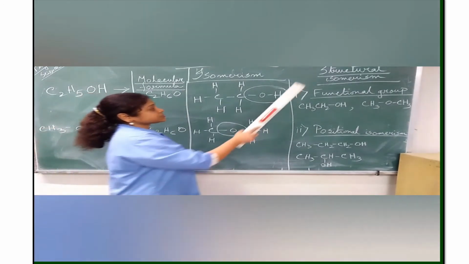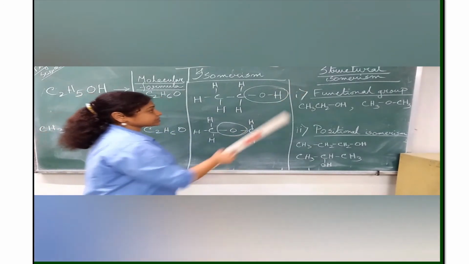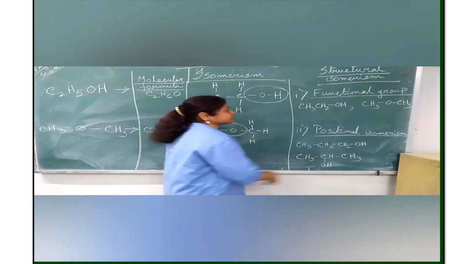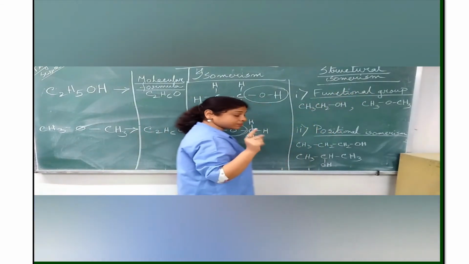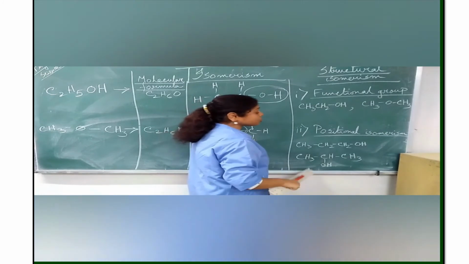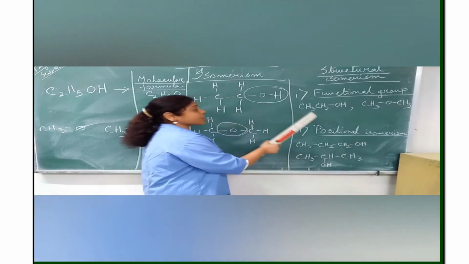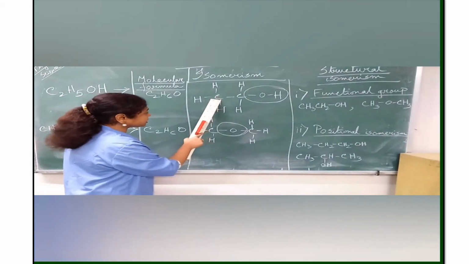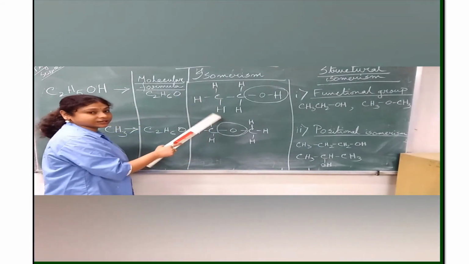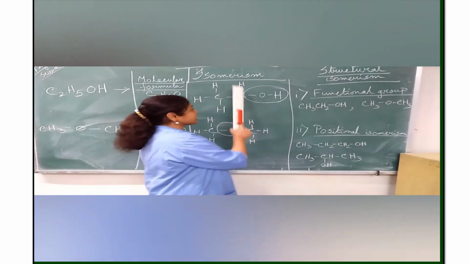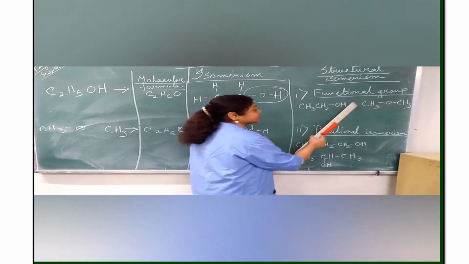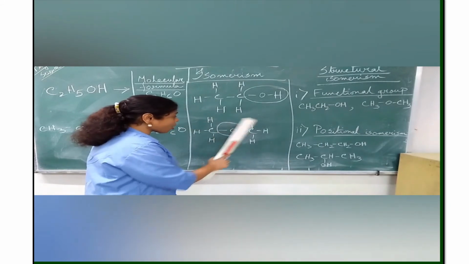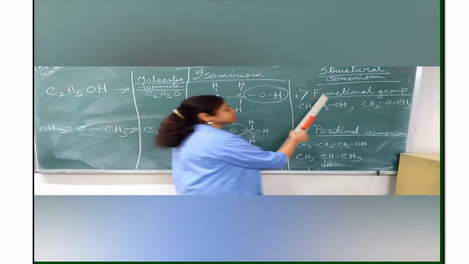Now structural isomerism. Structural isomerism is divided into two parts. One is functional group isomerism and another one is positional isomerism. Functional group isomerism. CH3. Just count this with this carbon. How many hydrogen are there? CH3, CH2OH. And here CH3O, CH3. So this is functional.